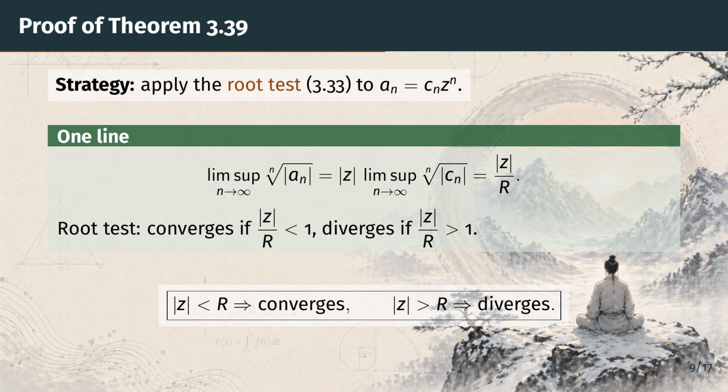The root test then says the series converges when this quantity is below 1, and diverges when it is above 1. Multiplying through by r gives exactly the statement of the theorem. The number r is called the radius of convergence. Next, let's see it in action.